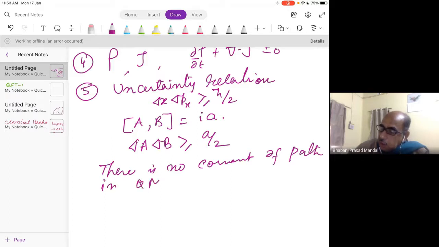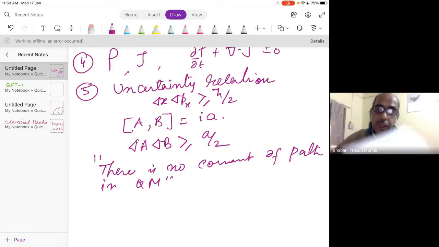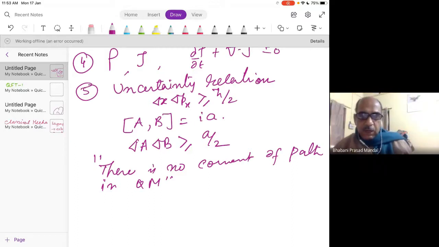Try to learn this. You cannot say the path of a particle in the box or path of a harmonic oscillator in quantum mechanics. There is no concept. Path is not a concept at all in quantum mechanics, in this form of quantum mechanics. There is, of course, another form of quantum mechanics, which is called path integral formulation. There, path, of course, there is a different formulation.